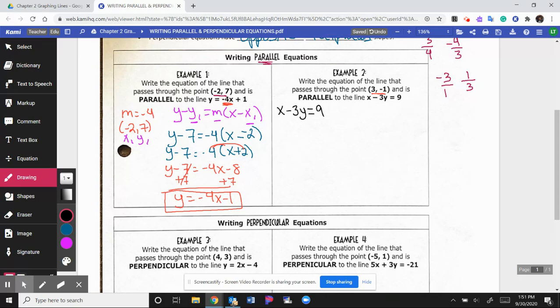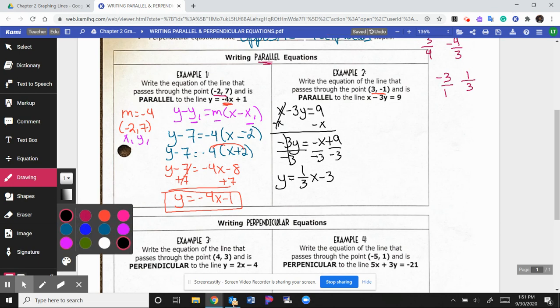Again, we just did this. Slope-intercept form is y = mx + b. Subtract your x. Divide by your -3. So you get y = 1/3 x - 3. Now I can actually look at this and go, hey, right here's my slope. My slope is 1/3. And hey, they gave me this point, (3, -1).